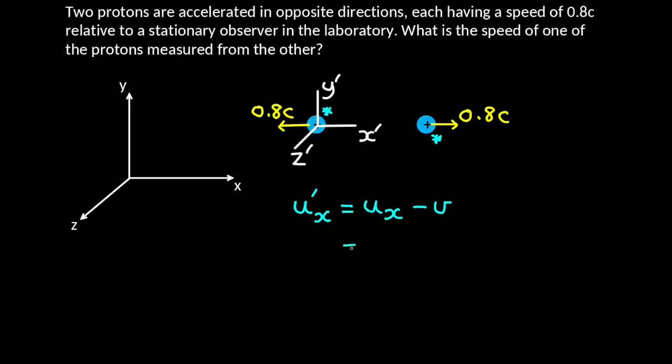So what we get is the velocity of the proton in the unprimed frame is 0.8 times the speed of light, minus the velocity of the primed observer, who'd be moving with this proton at minus 0.8 times the speed of light. So the primed observer will measure the speed of this proton as 1.6 times the speed of light, which cannot exceed the speed of light. So this is the problem with Galilean transformations, which will be addressed by the special theory of relativity, where we'll take the speed of light as a physical law. So more on that later.